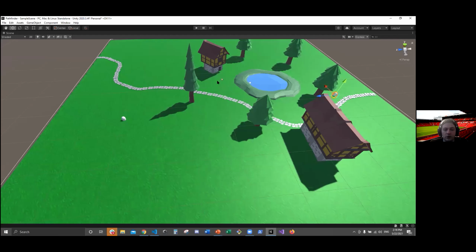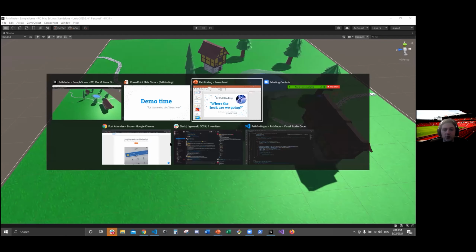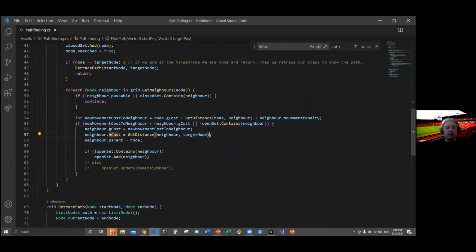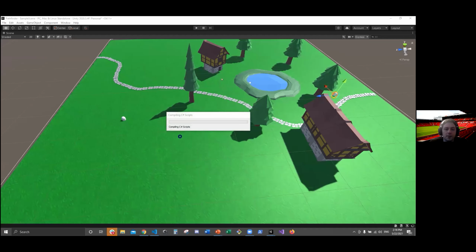So we're going to pop back across to here. Now, what we're going to have to do is we're going to have to modify our H costs. So we're going to pop into C# here. This is where our H cost is calculated. So let's divide it by 2. Save that. Now quickly update our script here. Hopefully it doesn't take too long mid-presentation.